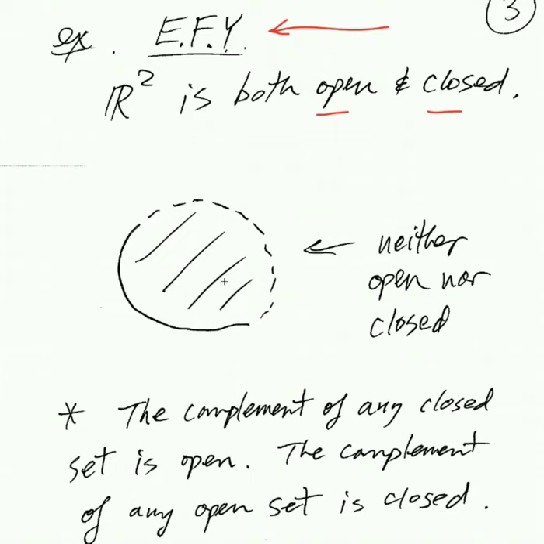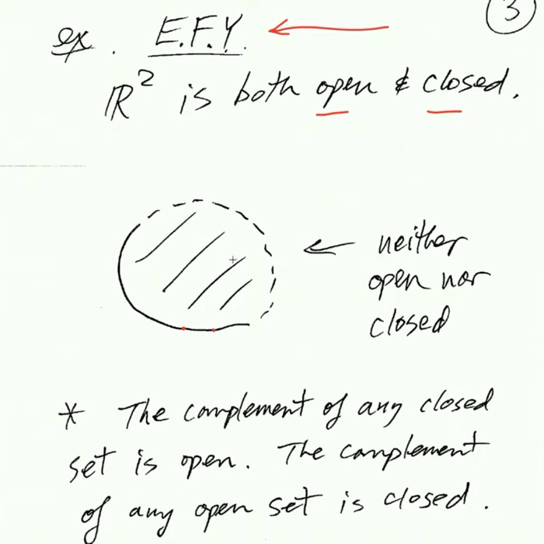Let's start this way. Is it open? Is it true that every point is an interior point? Well, no. I've got boundary points included in my set, like right there, and this point here, and this point here. So this isn't open.